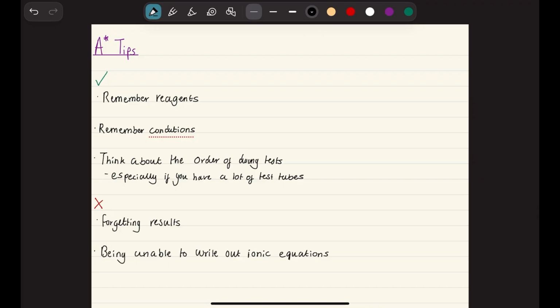Guys, I promise you that this is not too much to remember. So just make sure that you can memorize the reagents, the results. Really, really important. And then ionic equations, make sure that you know how to write an ionic equation. It's something that you will keep on needing to do. So it's better to have that skill locked in now whilst you're in year 12. Or if you are reviewing this in year 13, very important to have that skill locked down.